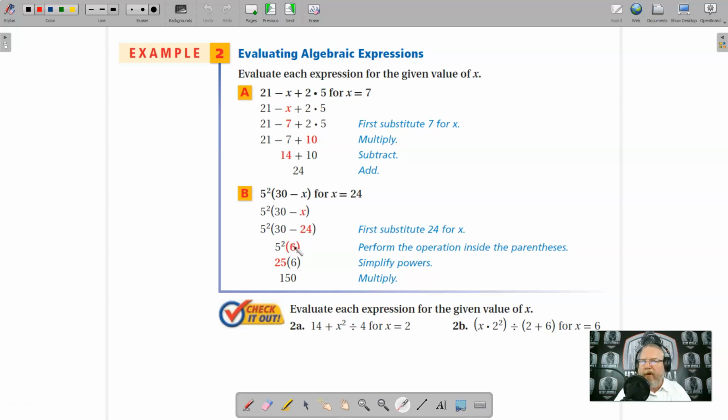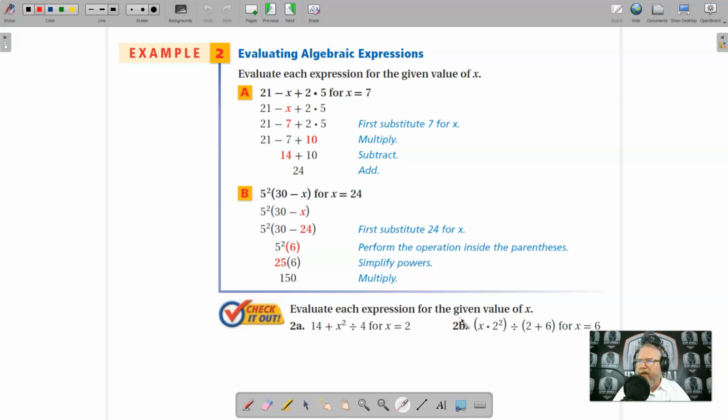Now we can do exponents. Please excuse. E is for exponents. We've taken care of all the parentheses. Yes, we have a parentheses here around the 6, but this is just holding the 6 in place and letting us know that this is multiplication that exists between the 5 squared and the value of 6. So 5 squared is 25. Now we can do the 25 times 6. 25 times 6 is 150.